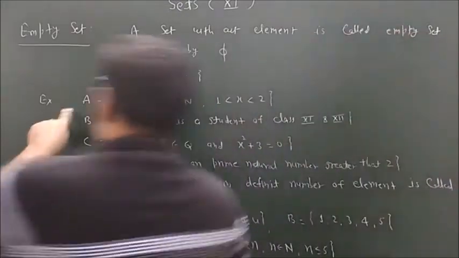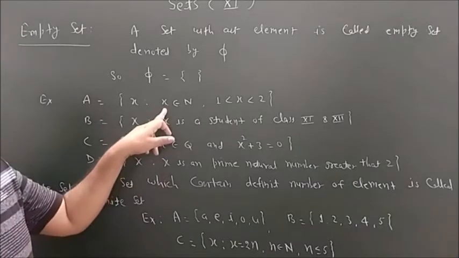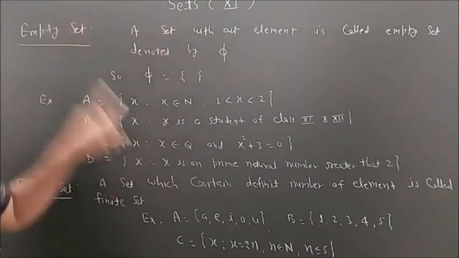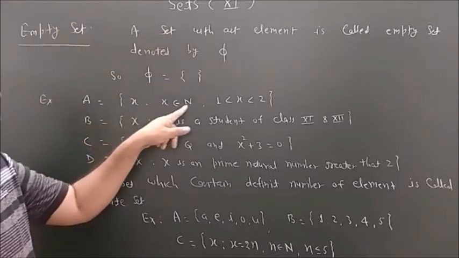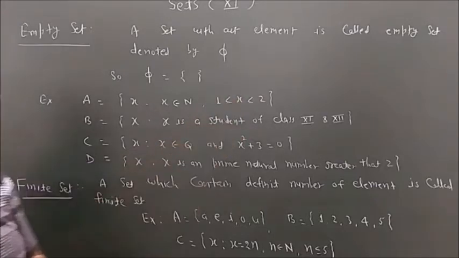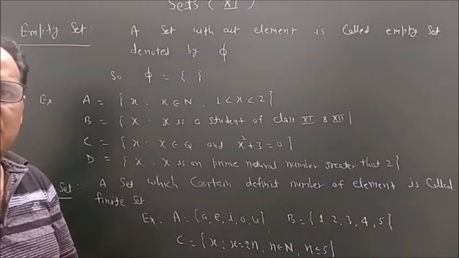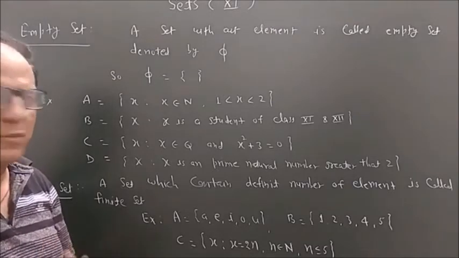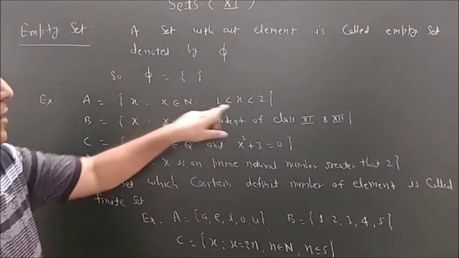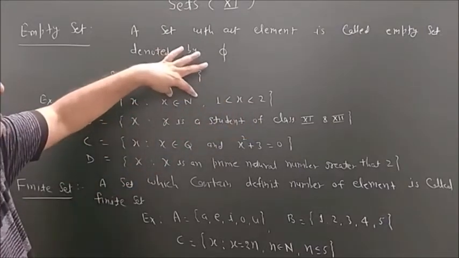For example, A equal to x. I am giving an example in set form for the empty set. x belongs to N, that means x is a natural number, and 1 less than x less than 2. We know well the first natural number is 1, the second natural number is 2. So there is no natural number between 1 and 2. And our condition is that x is a natural number and it lies between 1 and 2. So there is no natural number here.